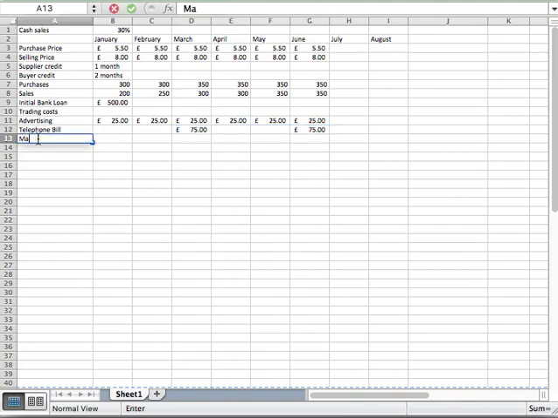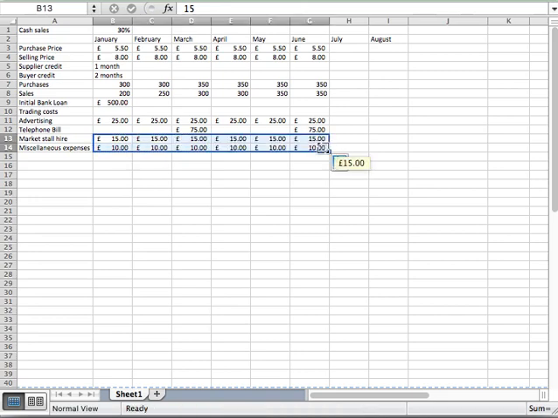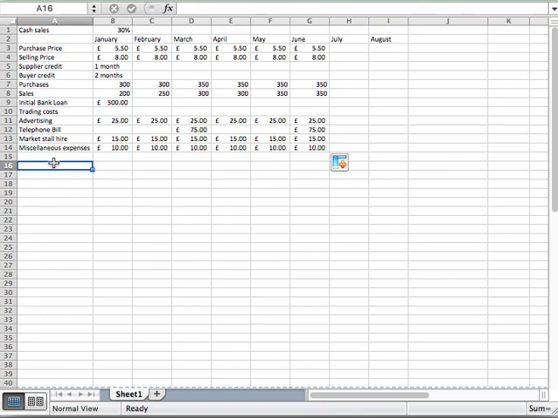The next one is market stall hire, which is £15 per month, and we've got miscellaneous expenses. That's £10 per month. That's money as well, and they are every month, so we'll copy those across in a slightly shorthand way. Okay, so that's all our information in. Now we can start to construct our financial documents. The first one is the cash flow forecast.